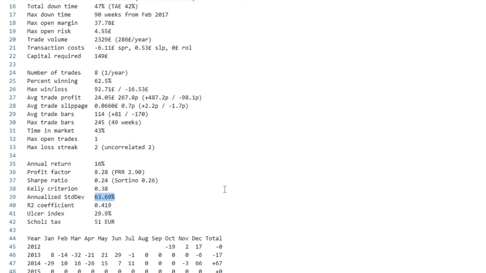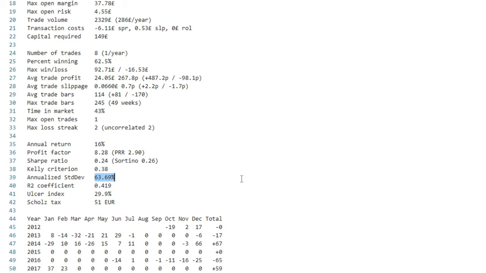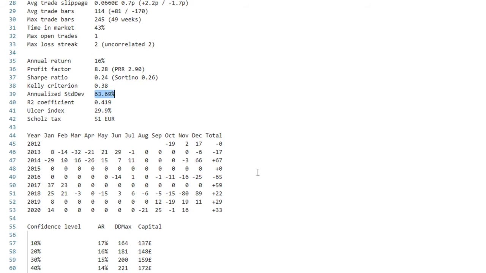Just to put that into perspective, this is in one standard deviation. If you wanted to have a realistic view of what the instrument can do, then you'd probably have to multiply that by 3. So you'd end up with a 190% standard deviation over the course of a year. So if you've got 100% of your capital in it, you might end up with 90% below. So that's a margin call.